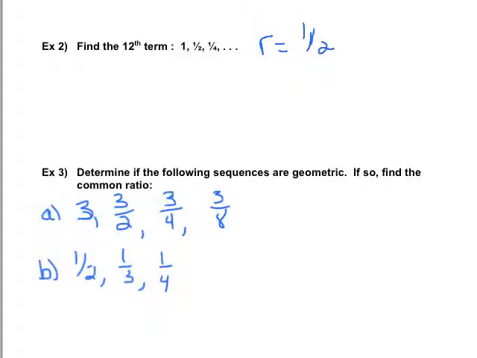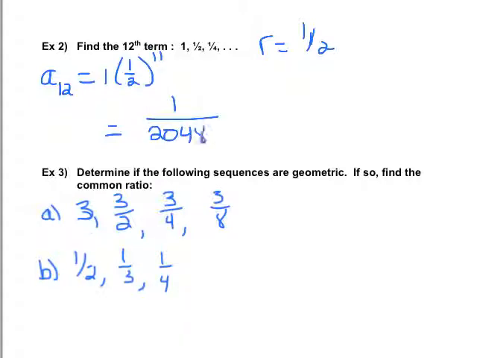Now, if I want to find the 12th term, a sub 12, that's equal to the first term, which is 1, that makes it easy. My common ratio is 1/2, and I'm raising it to the 11th power. So it's 1/2 raised to the 11th power. You get some goofy decimal, or in fraction form, the exact answer is 1 over 2048. That's what you would get if you start with 1 and keep multiplying by 1/2 12 times. That's your answer.